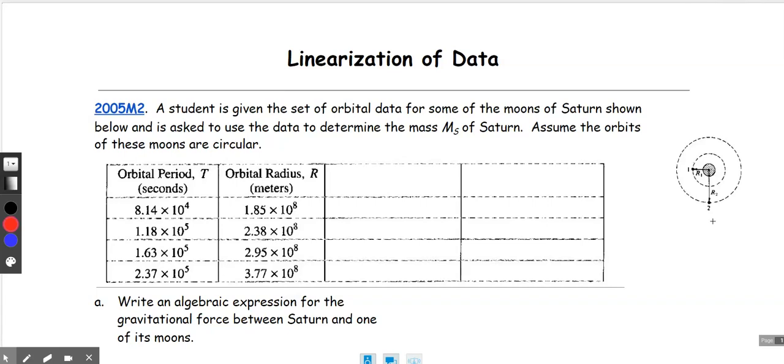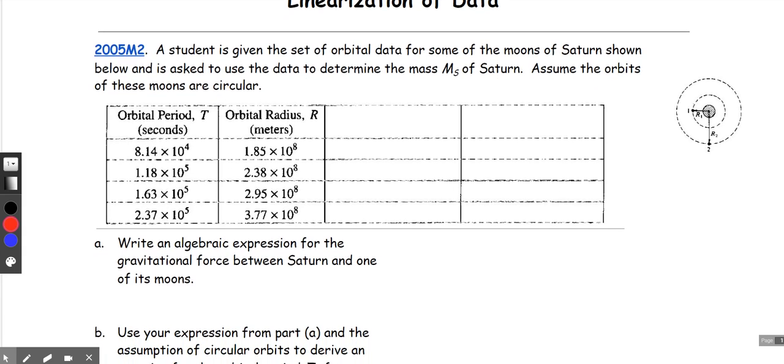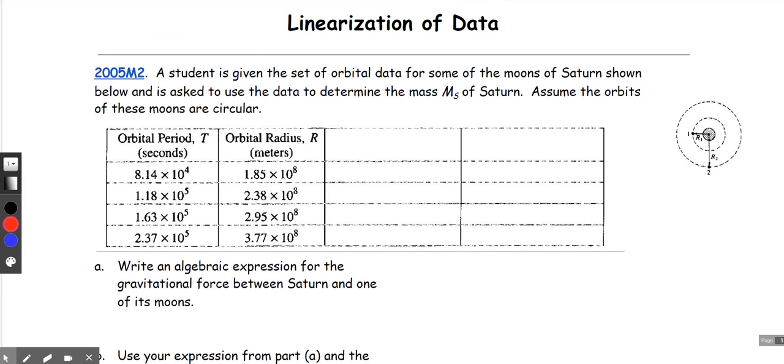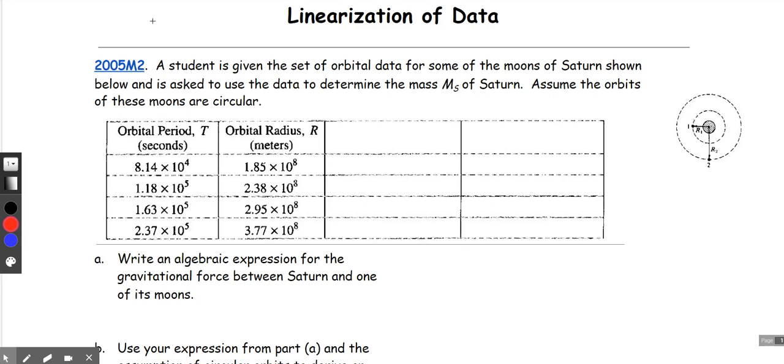Hello, we're going to work a typical type of AP Physics C problem that I like to call linearization of data. And I'm going to try to convince you that it's a commonly occurring type of problem on the AP exam and show you how to recognize it and show you how to do any type of problem that's like this. They all kind of work the same, and I'll show you the pattern, how it kind of works out. We're going to work this 2005 example.